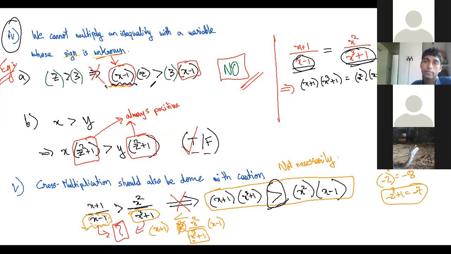The way to solve it is you don't multiply, but you bring both the terms on one side. When it is in this form, a greater than b, you write it as a minus b is greater than 0. Then you simplify this part and solve it. We'll do the problems later on, but that is how we do it. I'll come to that, don't worry.